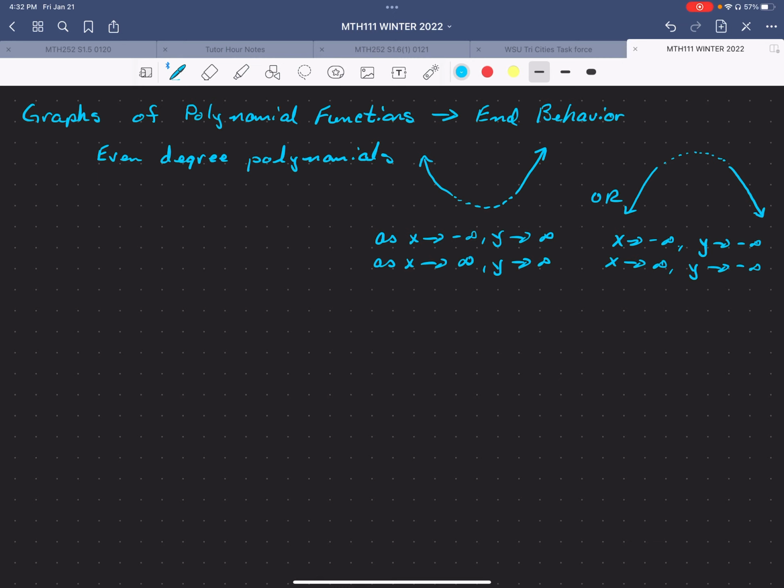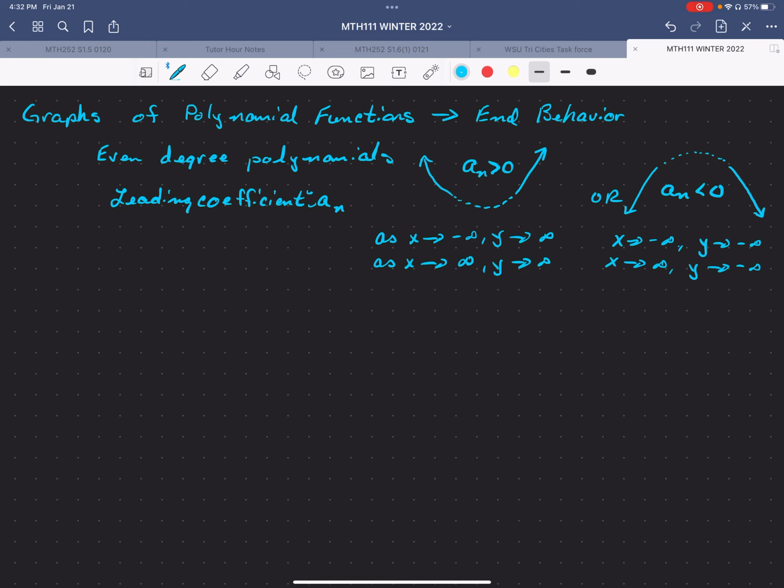Well, your leading coefficient is, remember, a sub n from that general form. We get this case if your a sub n is positive, and the upside down case if your a sub n is negative. Okay.